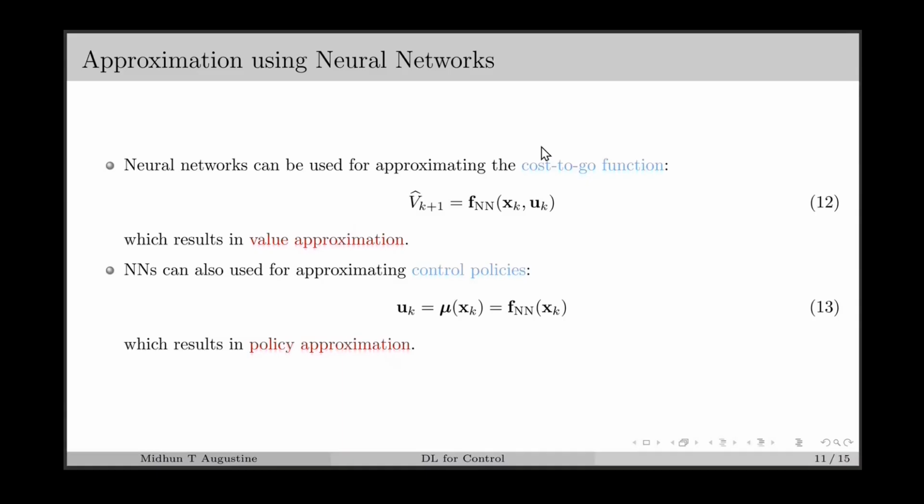Another way is to use approximation with neural networks, where we approximate the cost function using a neural network FNN. The function will take the current state as the input, and this results in a value approximation. The neural network can also be used for approximating the control policies, where mu of xk is a function of the state vector, and this is called a control policy. We define this control policy using a neural network. So we can use a neural network either for approximating the cost function or for approximating the control policy. This idea is extended to reinforcement learning, where the different algorithms are based on these two approaches.